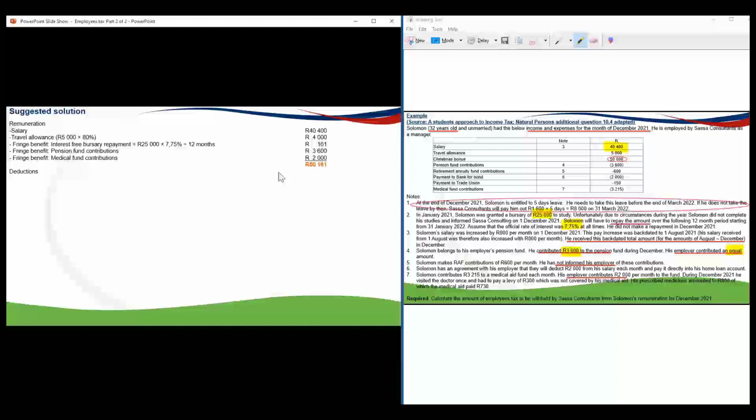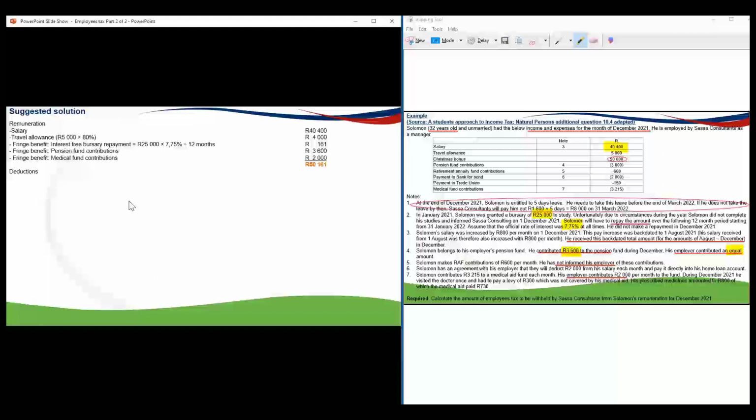The next step in our calculation is the balance of remuneration, and that is determined after taking into account the deductions. So we have our remuneration here. So this is our gross remuneration, which is 50,161. For us to get to our balance of remuneration, we will have to look at the allowable deductions. So let's look at that.